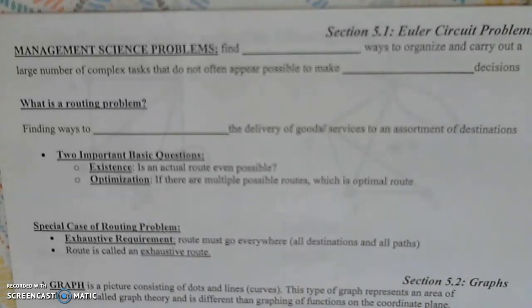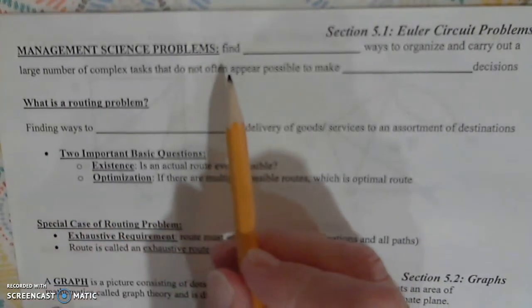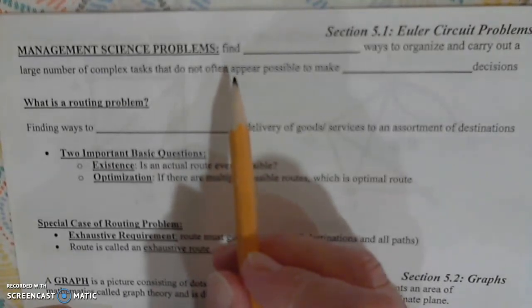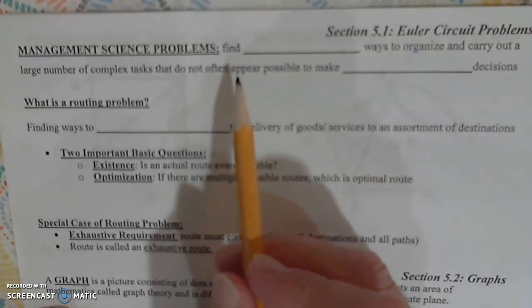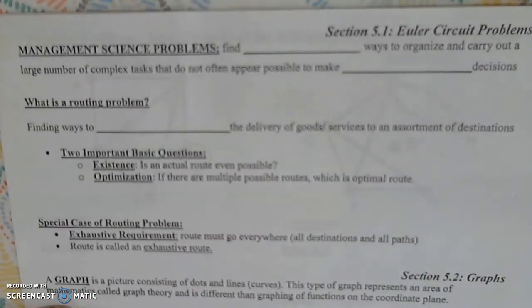We finished up chapter 4, which was our apportionment chapter, and now we're going to start our first lesson in what we call graph theory. All right, and this is Unit 5. So real quick, starting out, we call this management science problems. Ultimately, these are problems in which the ultimate goal is to find efficient ways to organize and carry out complex tasks.